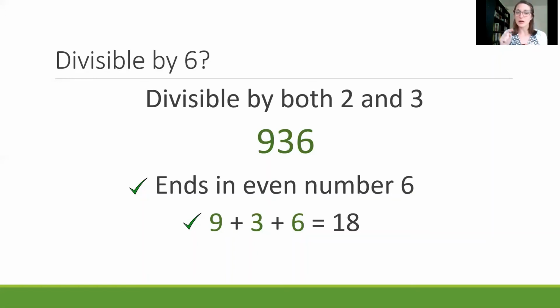Let's look at the number 936. We know that it would be divisible by 2 because it ends in an even number, 6. And now we just need to figure out if it would be divisible by 3 also. How do we do that? We add together our digits and see if the sum is a multiple of 3. Sure enough, 9 plus 3 plus 6 is 18, and 18 is a multiple of 3. So that means we can decide that yes, it's divisible by 2, yes, it's divisible by 3, so it's also divisible by 6.